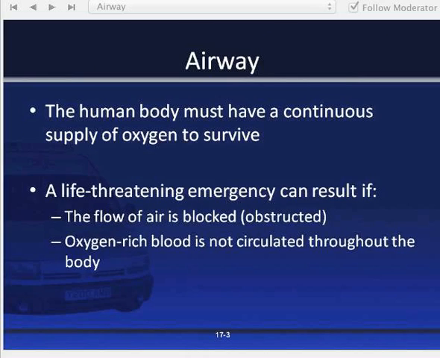The human body must have a continuous supply of oxygen to survive. Air containing oxygen enters the body through the nose and mouth. It travels down the throat, through the pharynx, through the trachea, and into the lungs. In the lungs, oxygen is transferred to the blood. The oxygen-rich blood is circulated to every cell in the body. The cells of the body cannot live long without oxygen. Therefore, a life-threatening emergency can result if the flow of air is blocked, or if oxygen-rich blood is not circulating throughout the body.